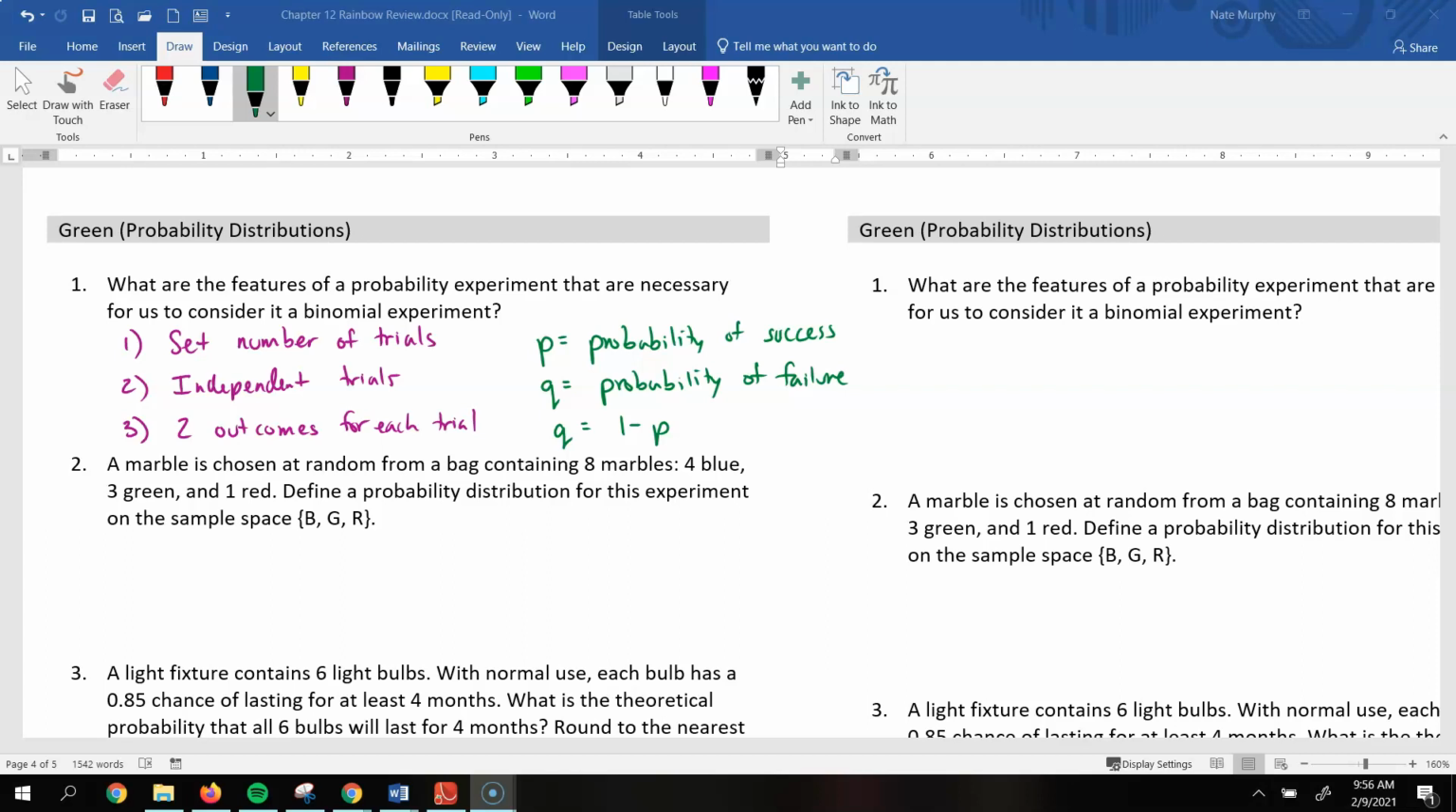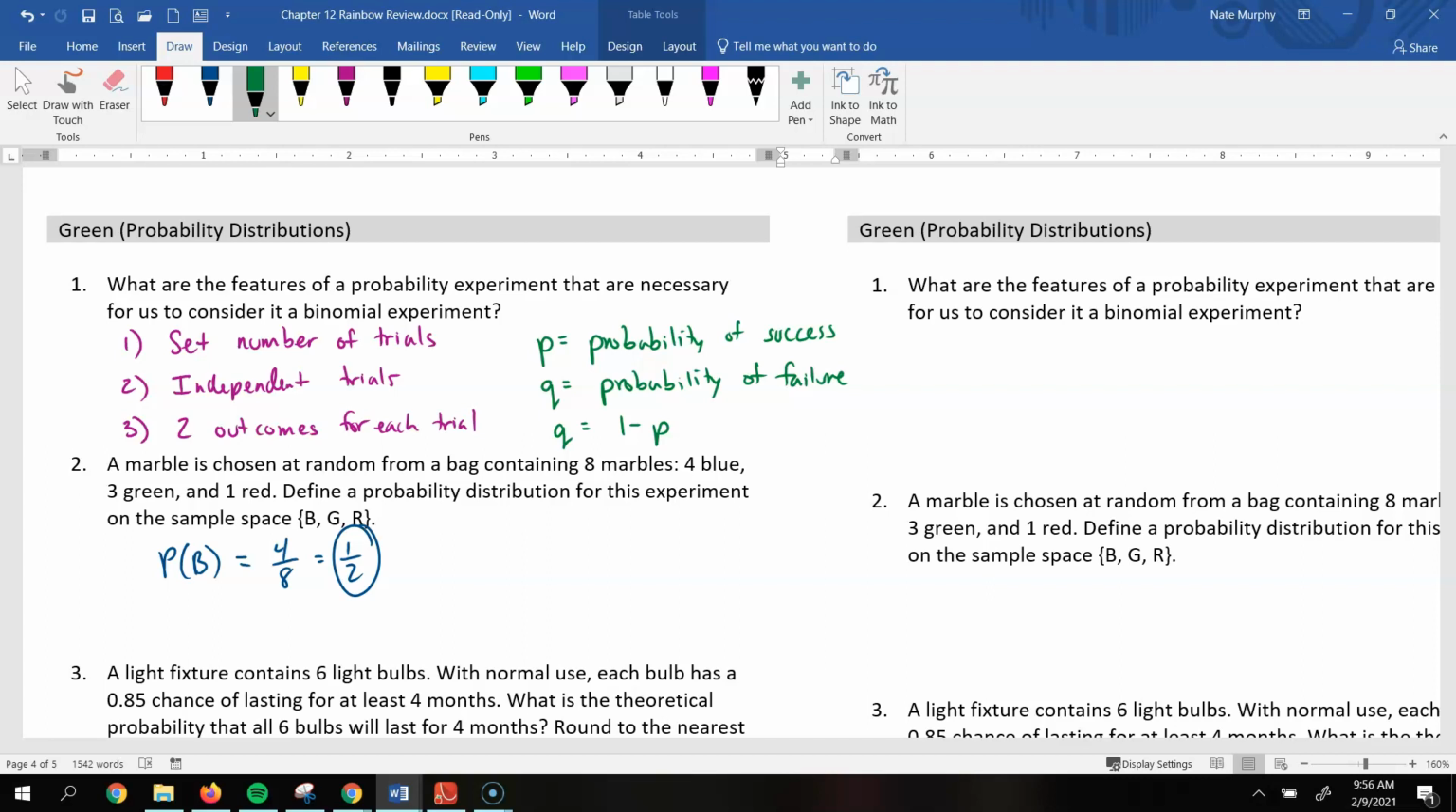Define a probability distribution for this experiment on the sample space blue, green, and red. So what we're going to do is find the probability of each of those events. Let's start with the probability of blue. To find the probability of blue, there's 8 marbles, 4 of which are blue. So we have a 4 in 8 chance of it being a blue marble. Now we want to reduce that, so it's 1/2 or a 1 in 2 chance.